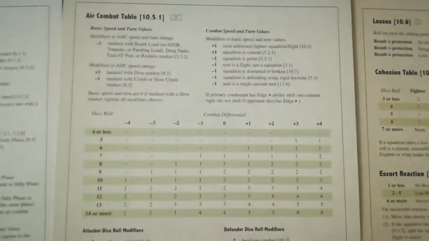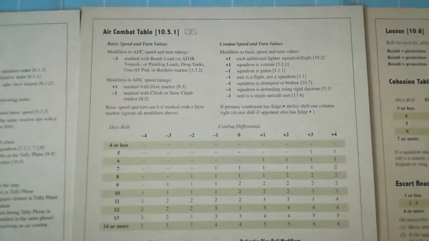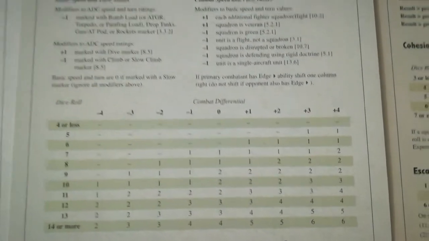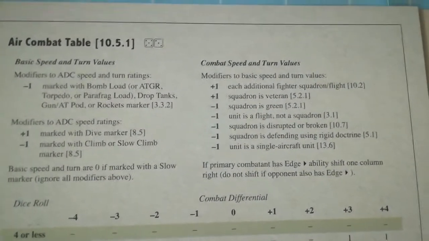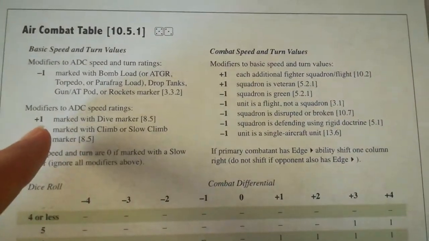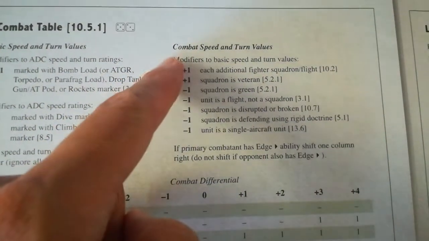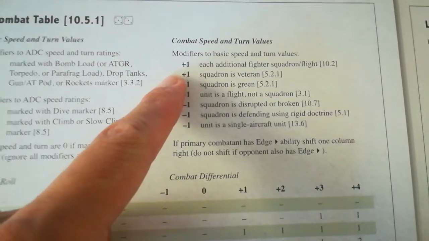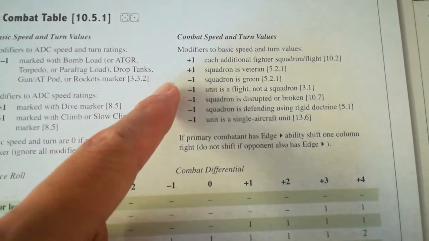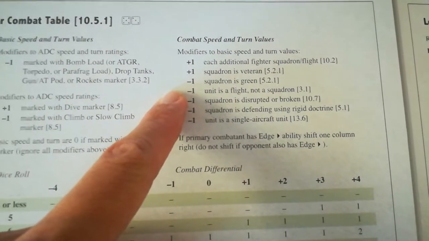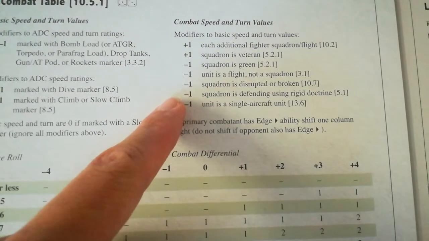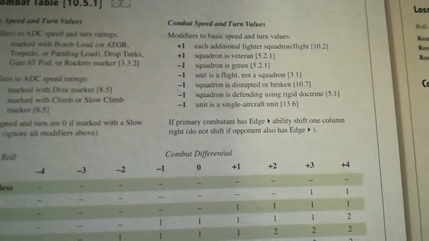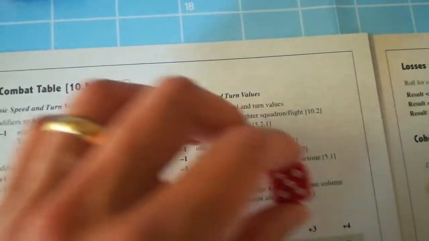I'm going to have to do some marking here. This is the air combat results table. The first thing you do is work out the combat differential after you've applied modifiers. So the Germans had a total of 6 because they dived. They get another 1 because their squadron is veteran. It's taken away because their unit is a flight and not a full squadron. So essentially, the German rating remains at 6.